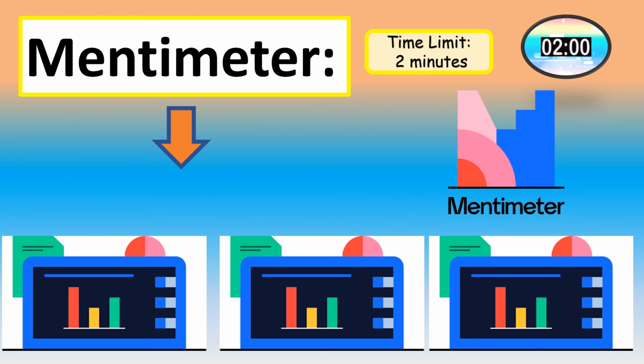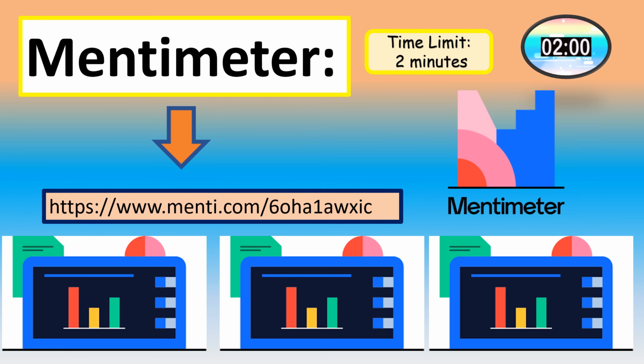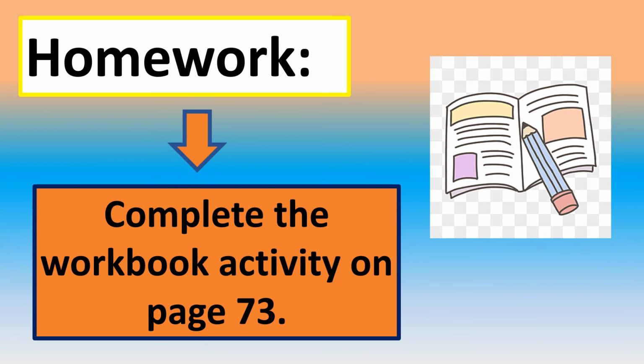For the plenary, let's do a Mentimeter activity. Click this link to complete the activity. You're going to write what you have learned from the lesson, and the time limit for this activity is only 2 minutes. For your homework, complete the workbook activity on page number 73.